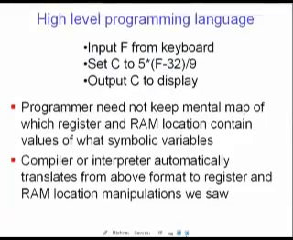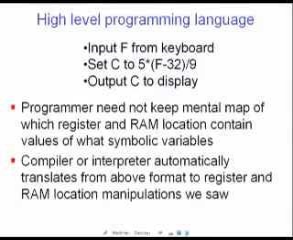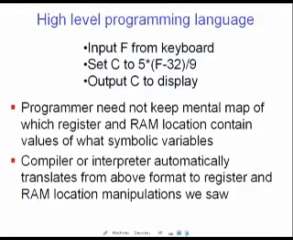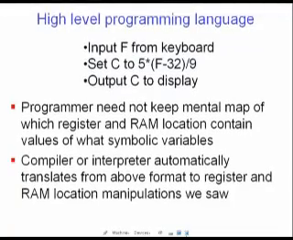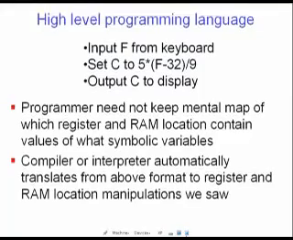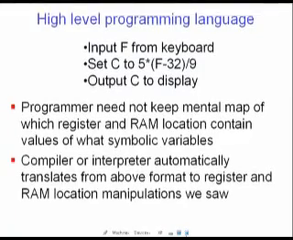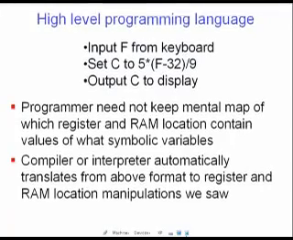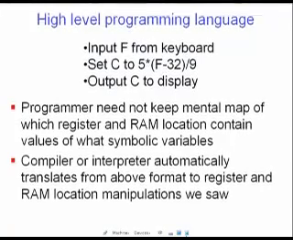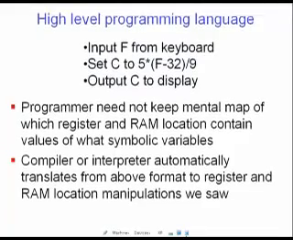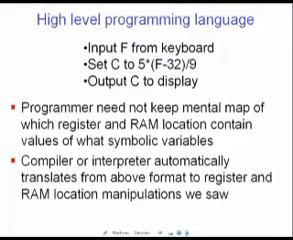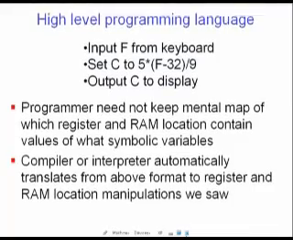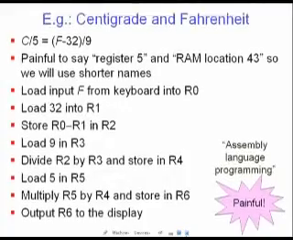So this is painful, and ideally we'd like to say something like: input F from keyboard, set C to 5 times F minus 32 over 9, and output C to display. That may be the most we'd like to do. So the programmer need not keep a mental map of which register and which RAM location contain the values of whatever symbolic variables the programmer has in mind. And there should be something like a compiler or an interpreter which will automatically translate code which looks like that into the manipulations involving registers and RAM locations that you saw in the previous slide.